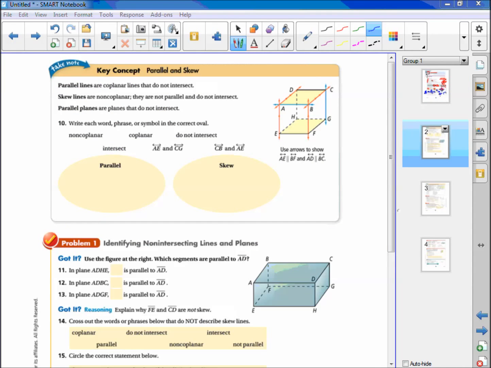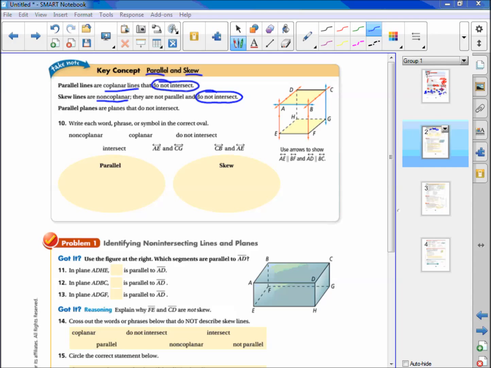Key concept, parallel and skew. All right. Parallel lines are coplanar lines that do not intersect. So they do not intersect. And skew lines are non-coplanar, but they are not parallel, but they still do not intersect. So in both cases, the do not intersect is there. The difference is coplanar versus non-coplanar. So parallel lines are on the same plane and don't intersect, and skew lines are not on the same plane and they still do not intersect.